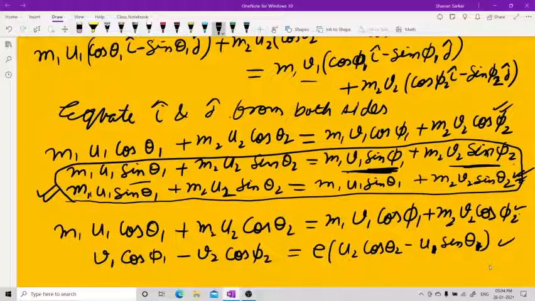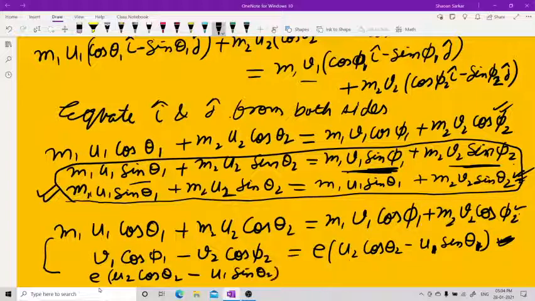If you now do one thing, you write the equation in the reverse order. I mean to say, you write this equation and you take this equation in this manner. E u2, I'm writing this side. Now see, cos theta 2 minus u1 sin theta 2. I'm turning this equation around. I'm rewriting it in the opposite direction now. See, v1 cos phi 1 minus v2 cos phi 2.